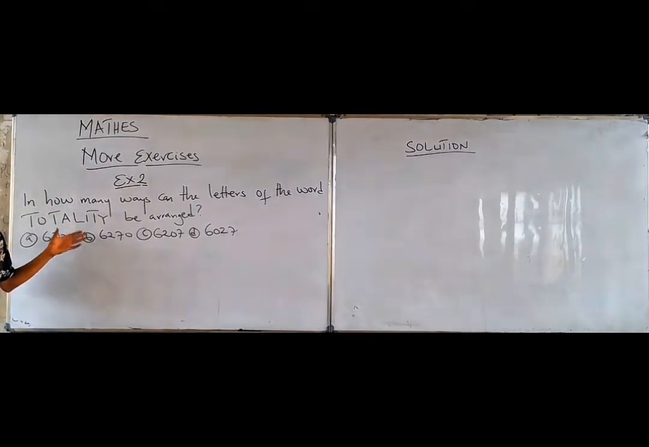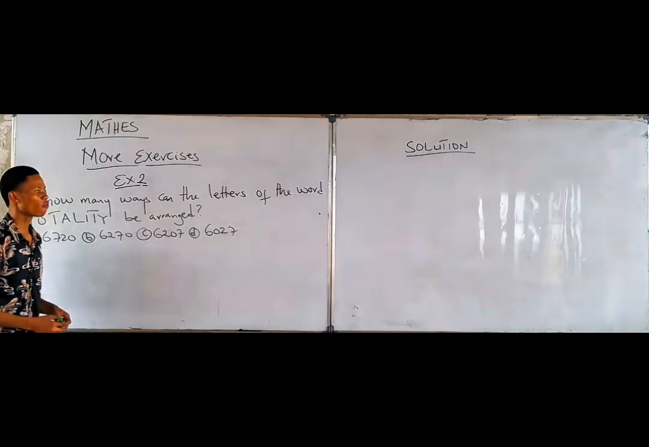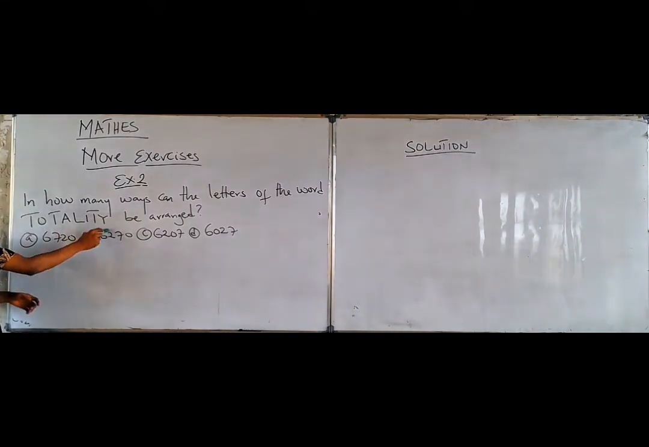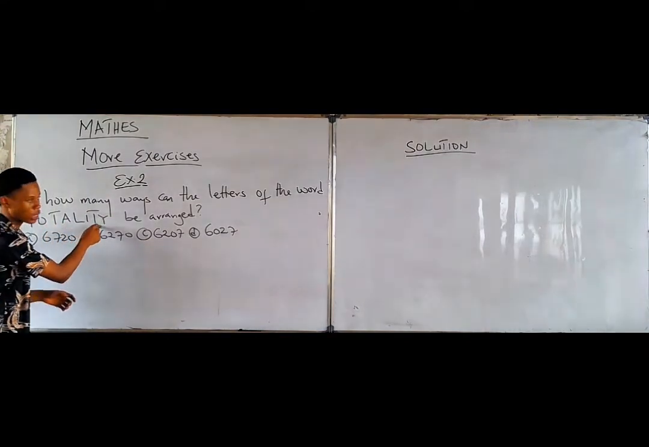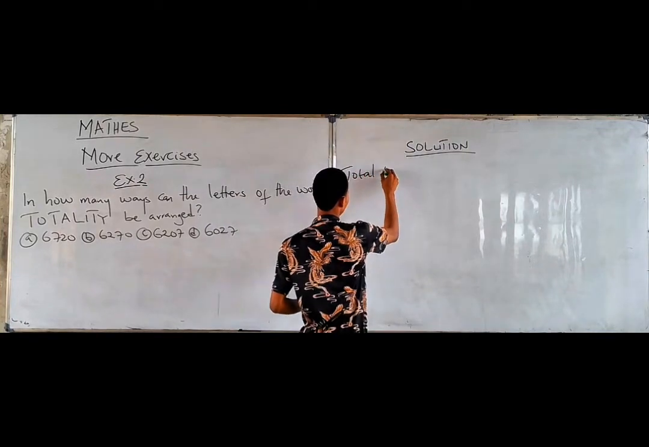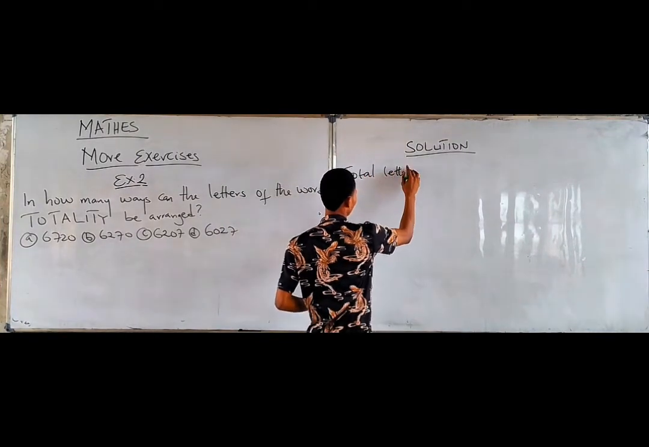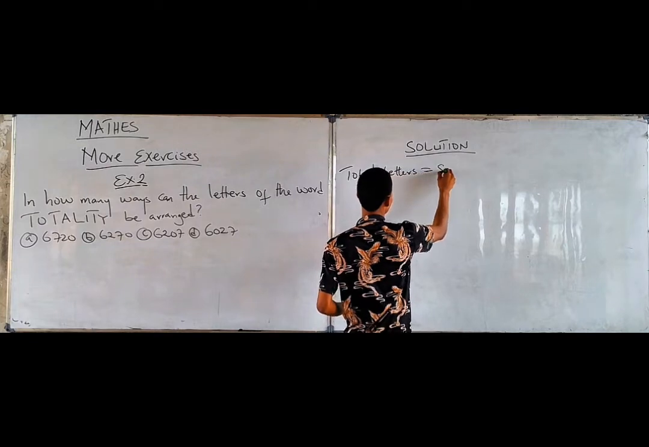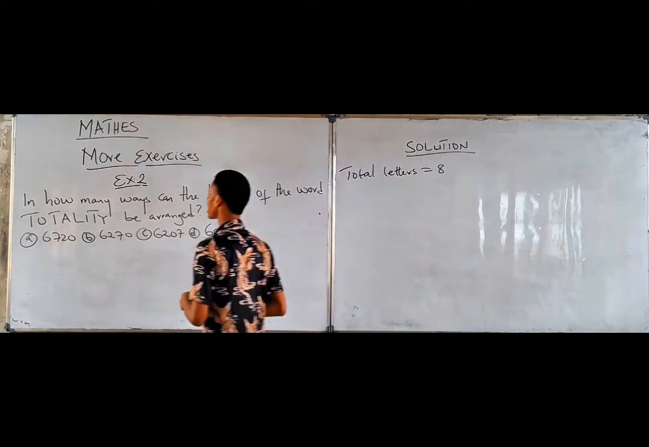Now let's look at this exercise. In how many ways can the letters of the word totality be arranged? And options are given. Now first you count the letters. How many do we have in total? 1, 2, 3, 4, 5, 6, 7, 8, right? So total we have 8 letters.